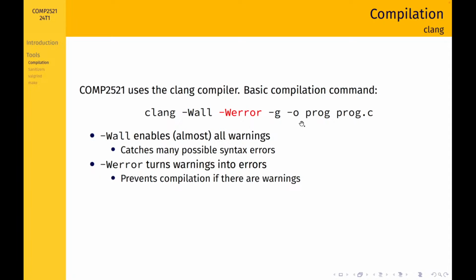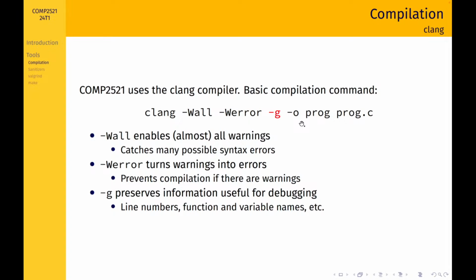And -g preserves debugging information. So when you use DCC, and your program encounters an error, you would have seen line numbers, and also variable names. So how does the program know what the variable names or the function names or the line numbers are? That's because when we compiled, we used -g, to keep track of that information.